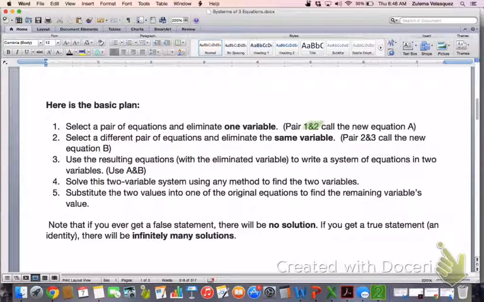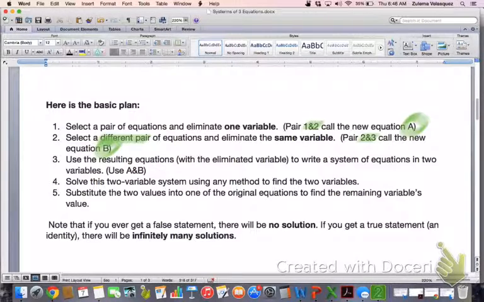Once you have that, you're going to select a different pair. I usually pick the second equation and the third equation just to keep it general. And I'm going to eliminate that exact same variable. If you need to multiply one of the equations by a constant, go ahead and do that. Once that's taken care of, you have 2 new equations, and I usually just call them A and B, just so I know what I'm referring to. You're going to take A and B that are only going to have 2 of the 3 variables, the same 2 because you eliminated the same one earlier in steps 1 and 2.